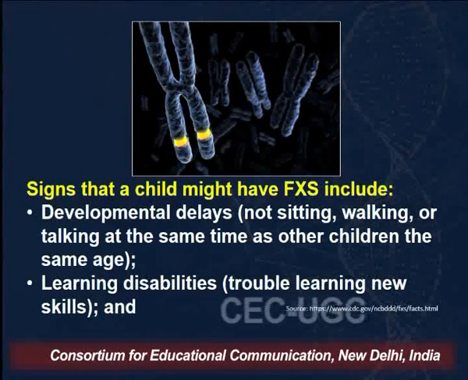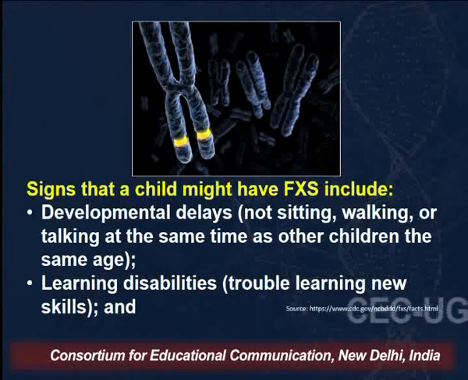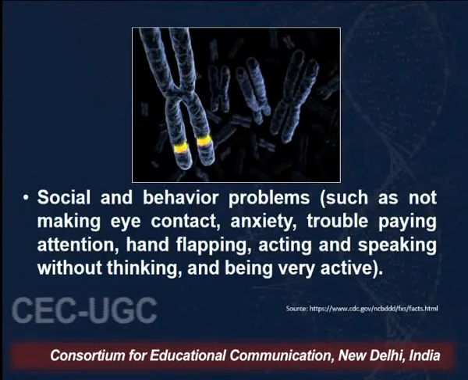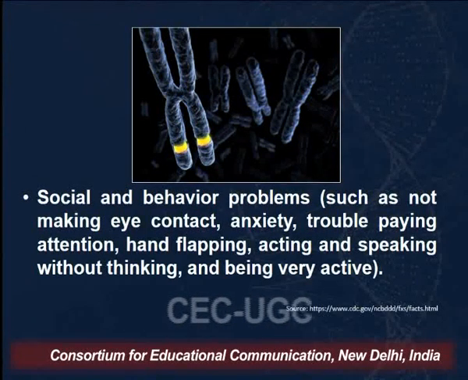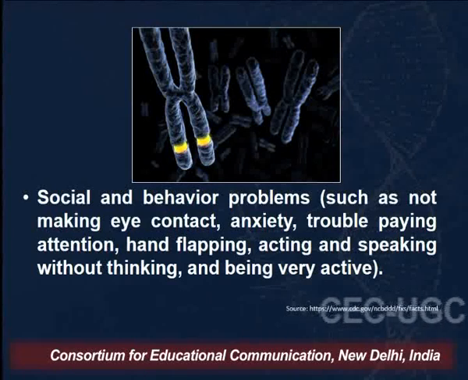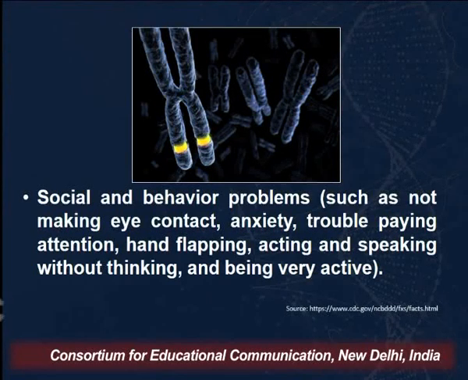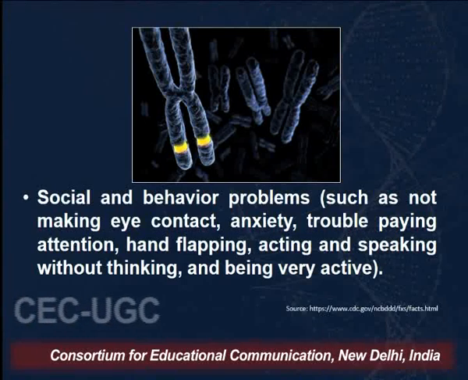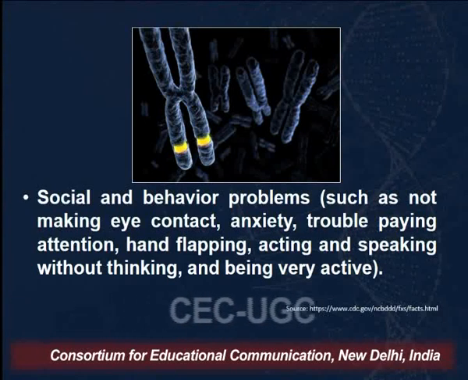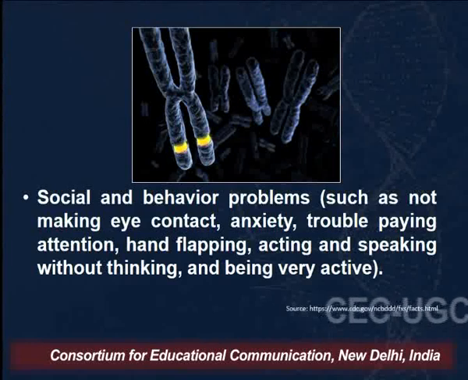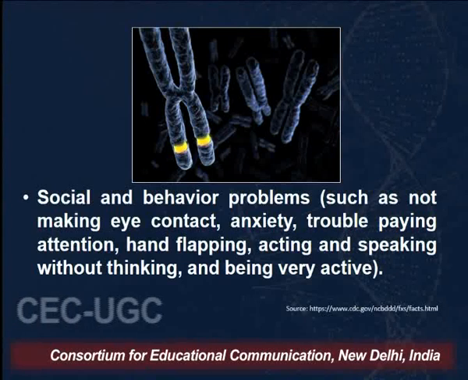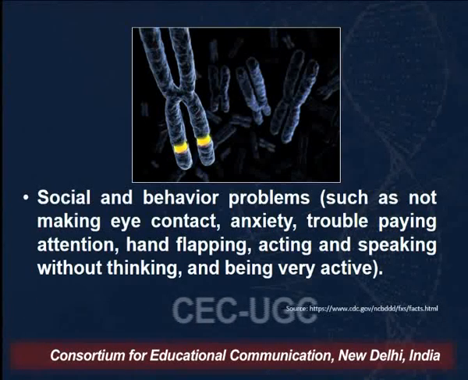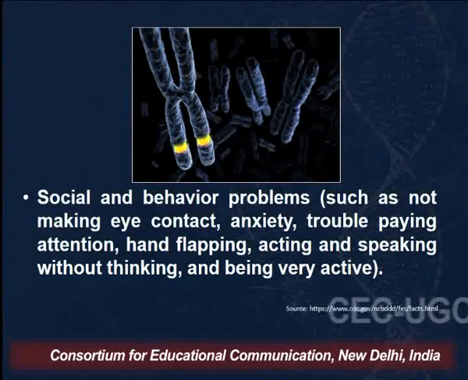So this is one of the major problems or signs of this particular Fragile X syndrome. Now social behavior problems also occur in the child who is suffering from this disease condition. The child is unable to make eye contact, suffers from anxiety, has trouble paying proper attention, hand flapping, acting and speaking without thinking, and the child is very active in these cases. So there are a number of symptoms.